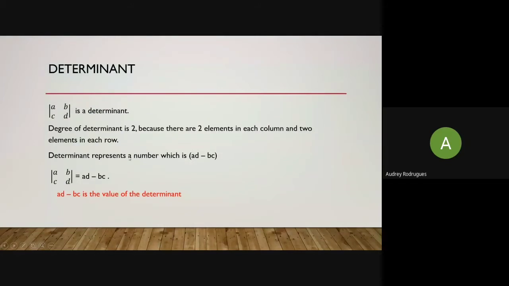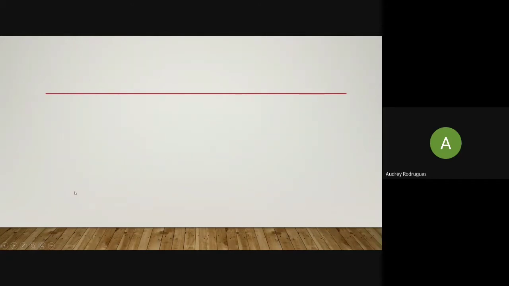So a determinant represents a number which is AD minus BC. So AD minus BC is the value of the determinant. Now students, what exactly we have to do with regards to a determinant is, we have to know what a determinant is.